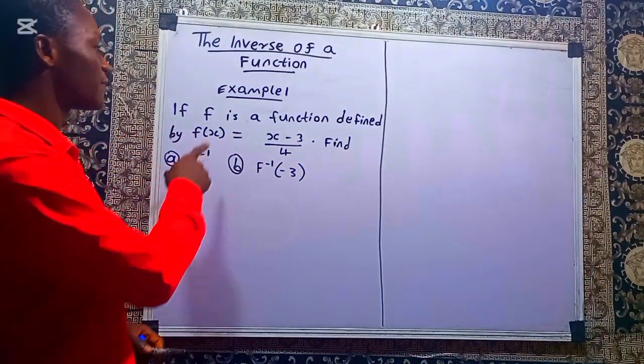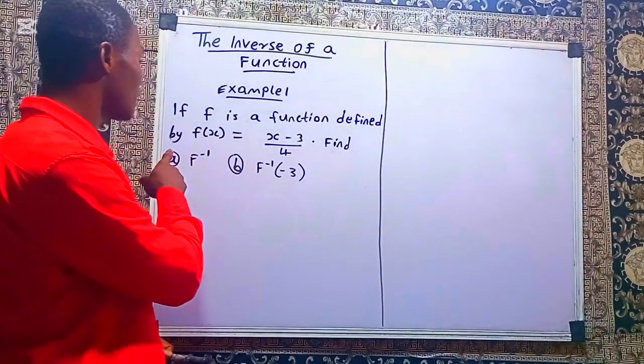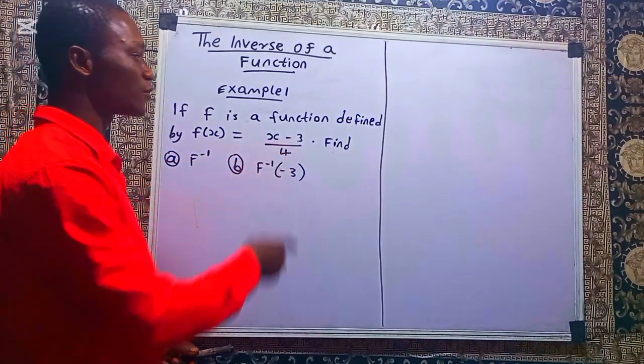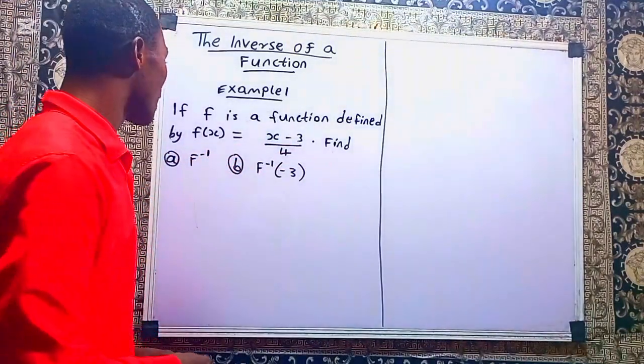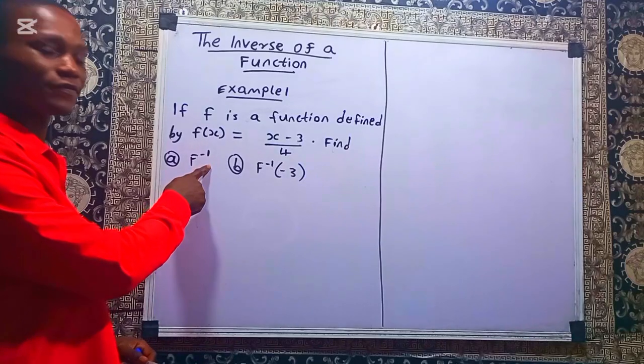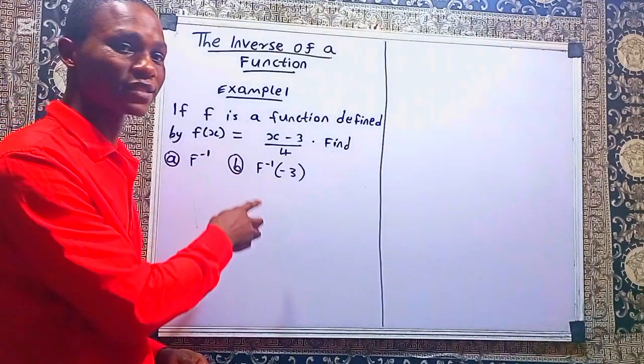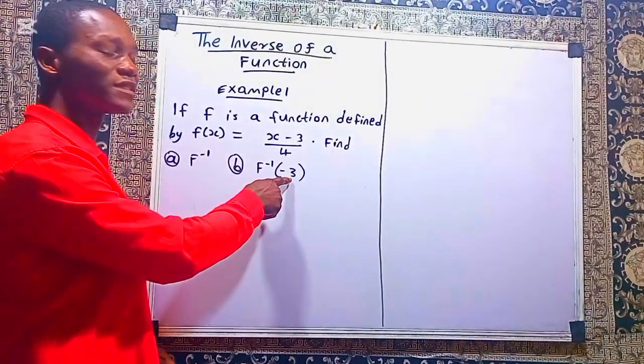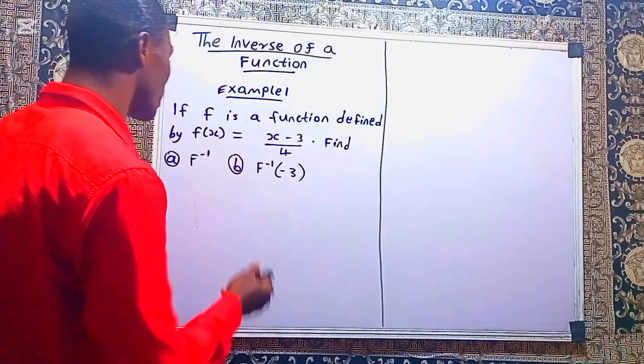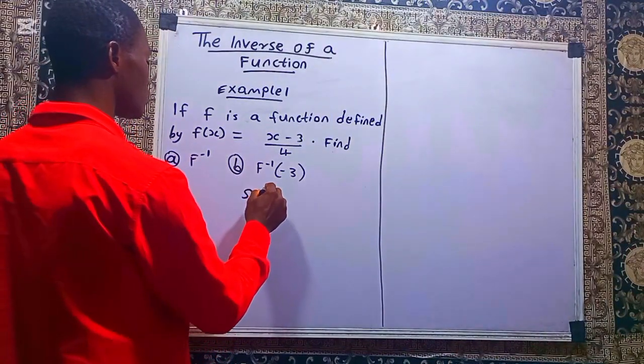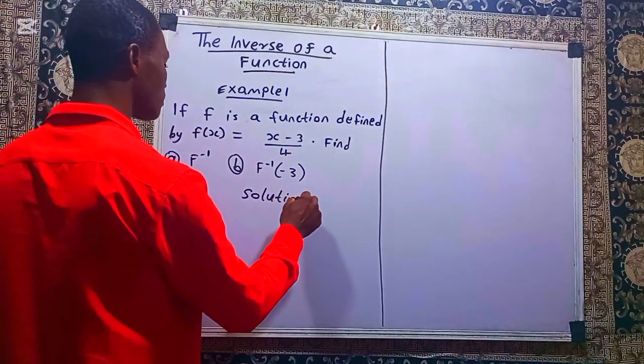They say if f is a function defined by f of x is equal to (x minus 3) divided by 4. We are to find the inverse of f, and the b part is find the inverse of f when x is minus 3. So let's look at the solution.